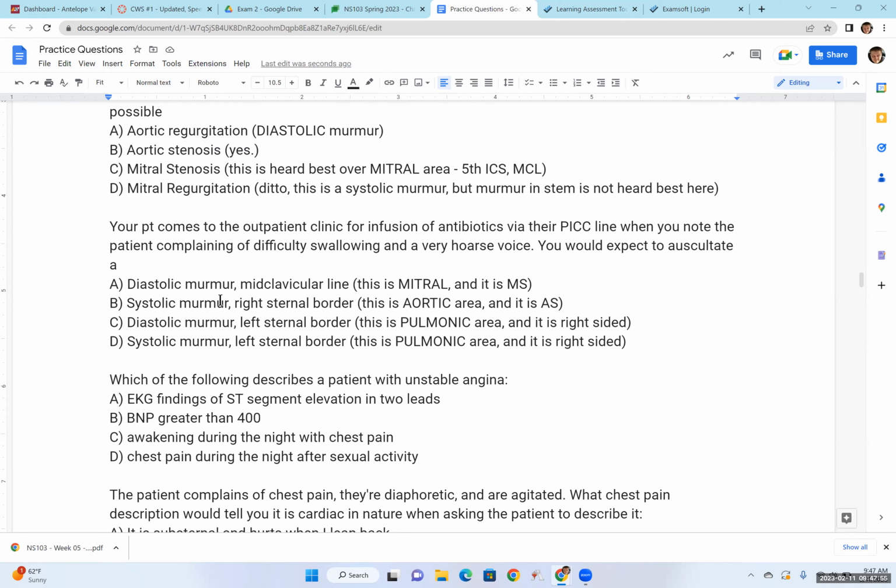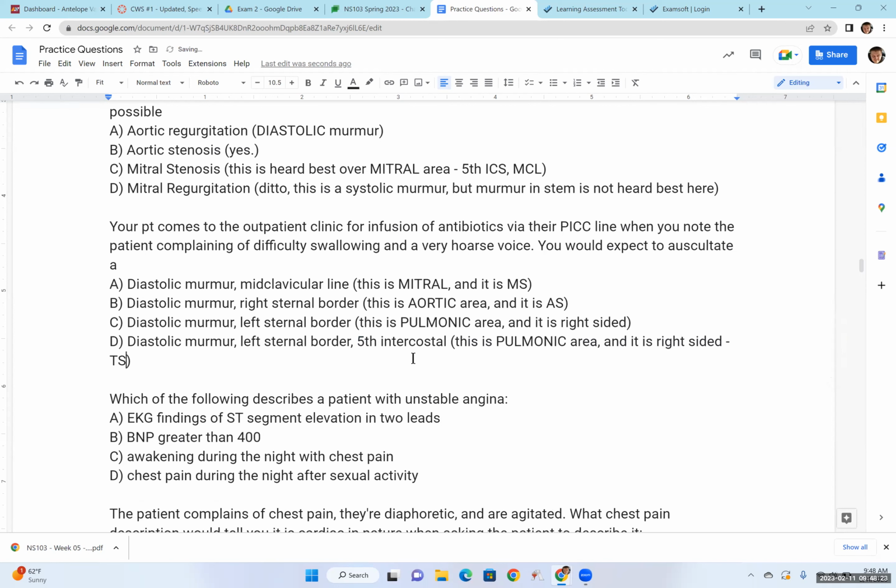All right, so systolic murmur. I might just say diastolic all the way down. Diastolic murmur, diastolic murmur. That would clear it up, right? And that makes this left sternal border, fourth intercostal space, right? Is that Erb's point? Fourth intercostal. Let's do fifth for tricuspid, right? That'd be right-sided tricuspid stenosis, correct? And then this would be something pulmonic.